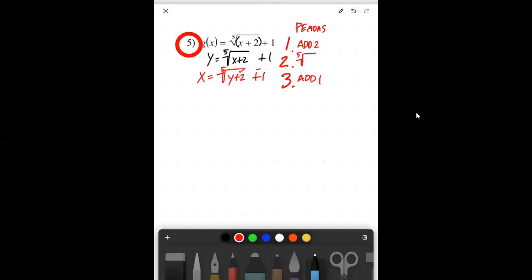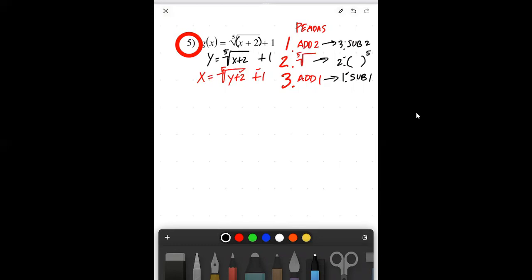Now we're going to do the inverses. So the inverse of adding 2 is subtracting 2. The inverse of the fifth root is taking something to the fifth power. The inverse of adding 1 is subtracting 1. Now, this is why I like this. When you break it out this way, it's easy to know what the inverses are. It's easy to know what you need to do. And it's also easy to know what the steps are. So we're going to do this first, this second, this third.